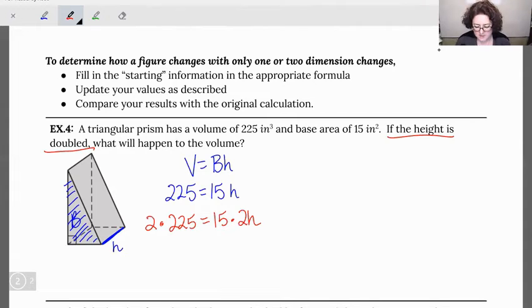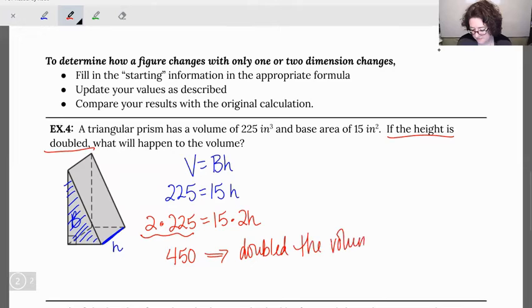So let's see here. What's that going to do to the 225? What is going to happen to our volume? So that means just take 225 times 2. 225 times 2 gives me 450, which is double the volume. So we doubled the volume. So again, it's really just looking at what your setup is and algebraically trying to figure out, well, what are they really telling me to do overall to this equation?